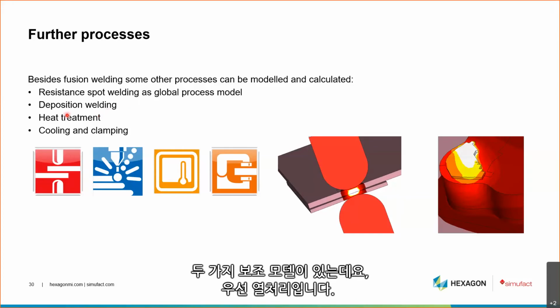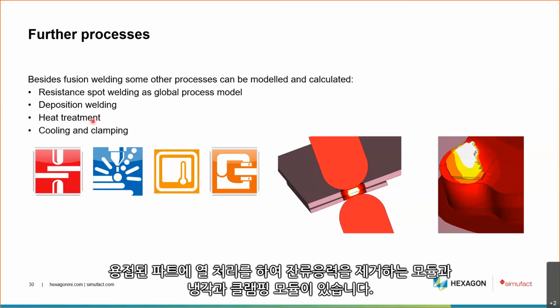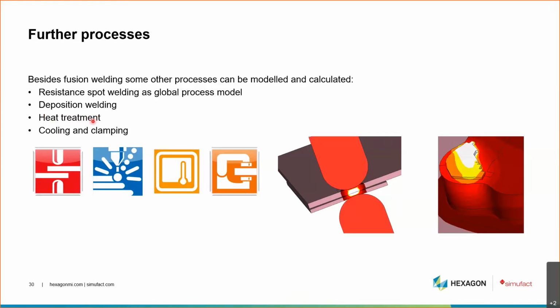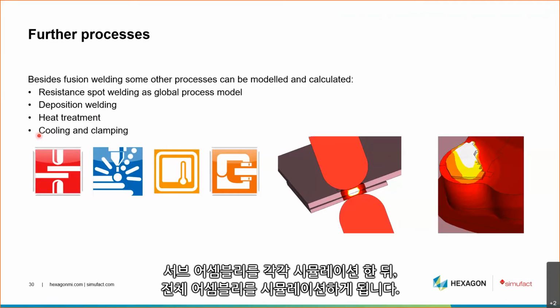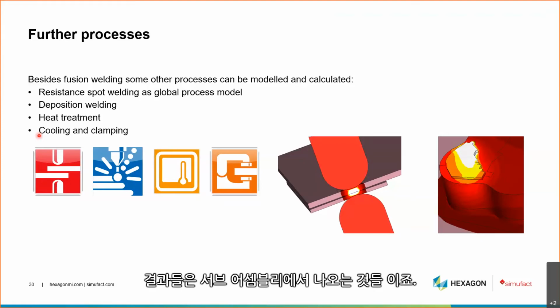We have two auxiliary modules, so heat treatment. You can do a heat treatment on your welded part and see things like, for instance, stress relief. And also an auxiliary module, cooling and clamping, usually used if you have a very, very big assembly with some sub-assemblies. So you simulate your sub-assemblies separately and then put all of them together to make a big model out of a lot of small models with results from small models.